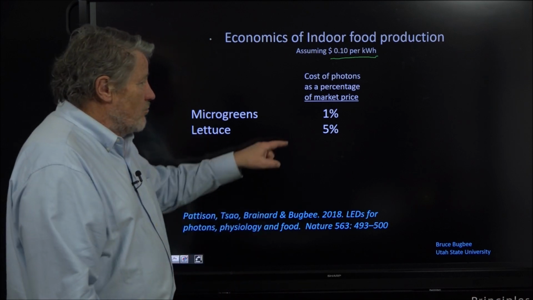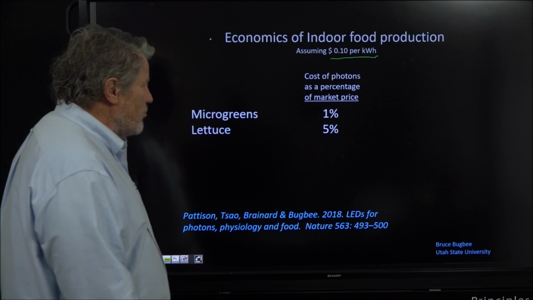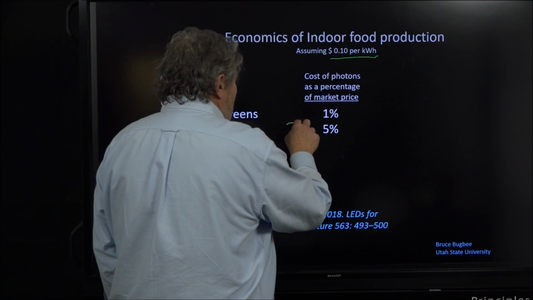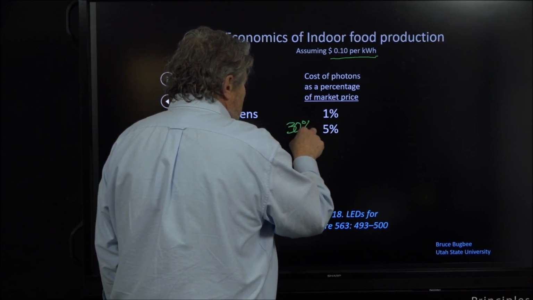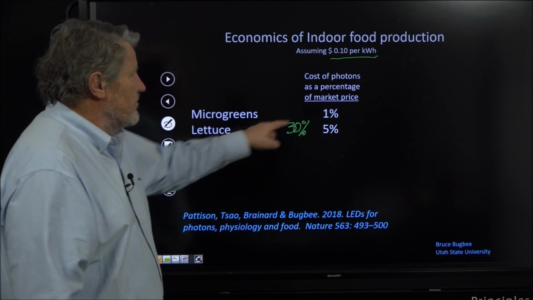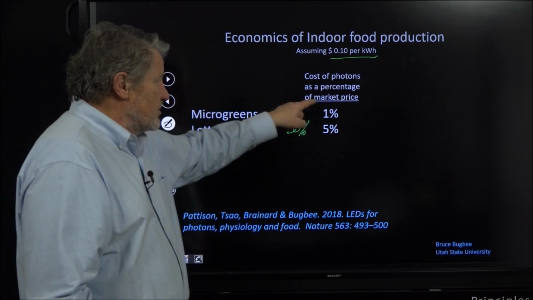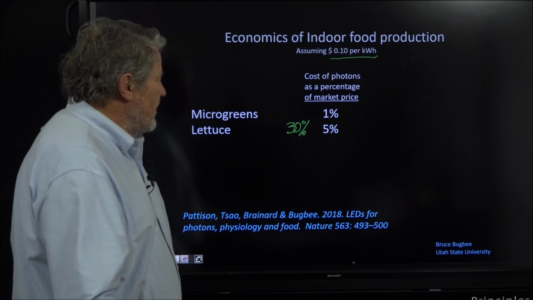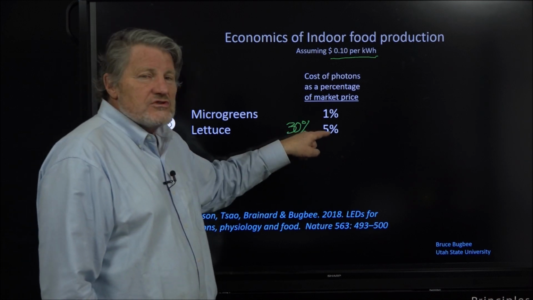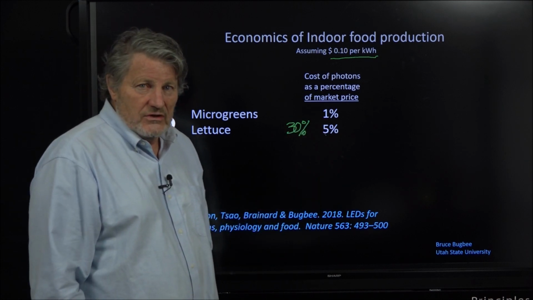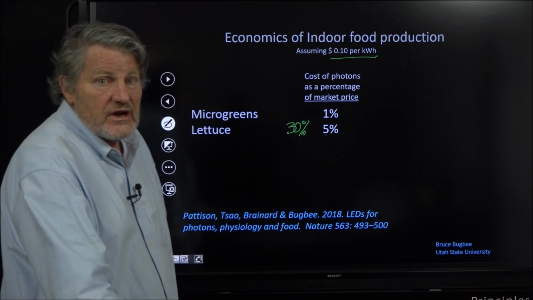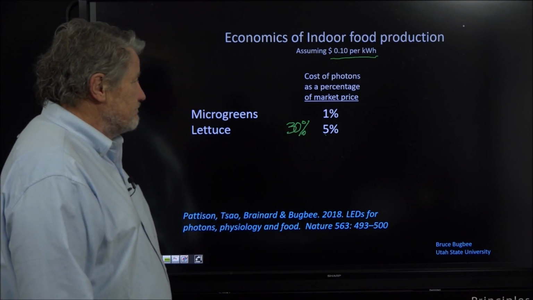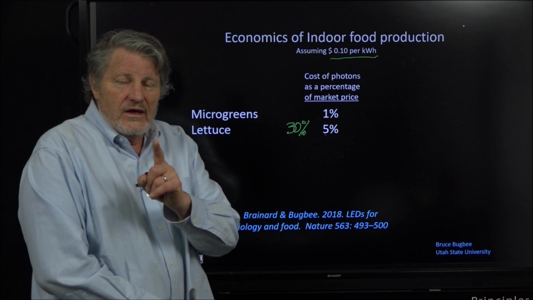But most of the facilities now where we have 5%, they're at more like 30% of the cost of photons as a percent of market price, and that's because the systems are not yet optimized. They can run with 30% energy, but they could get down to 5%.